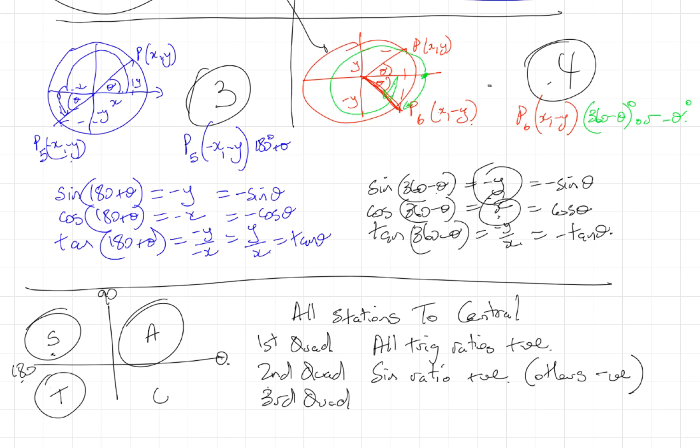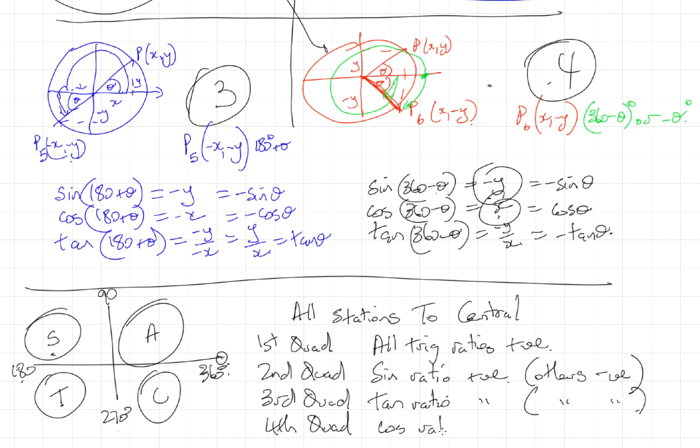So they are angles between 180 and 270 degrees. Tan is positive, and the others are negative. Fourth quadrant, so angles between 270 and 360 degrees. The only one that's positive down there, the cos ratio is positive, and the others are negative.